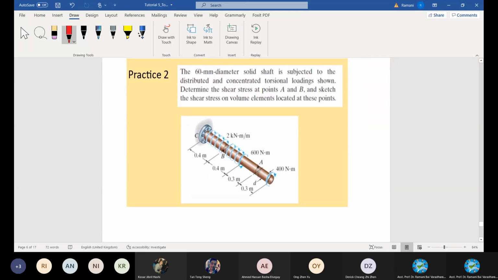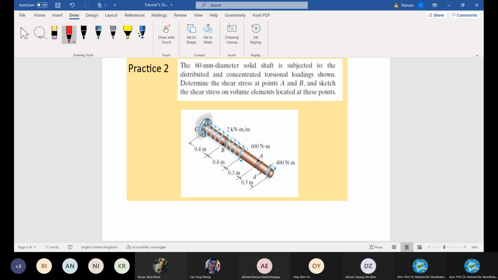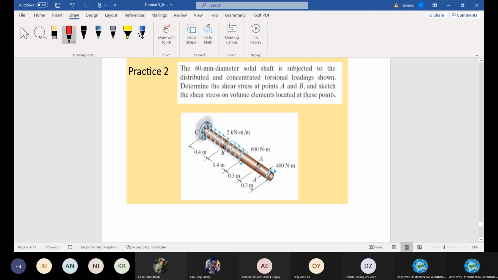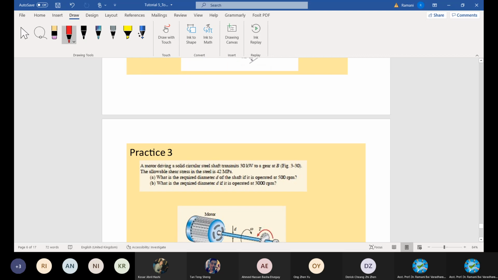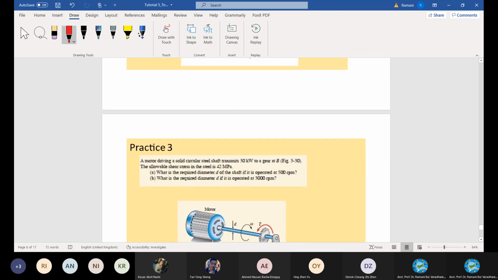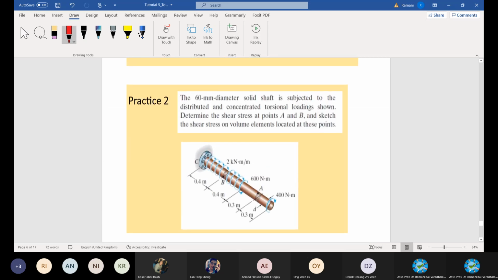This is the next question. Last time we found the stresses. Now you are going to find them again at points A and B. Okay, max and minimum. Last time we did max and minimum. Now at points A and B. This question you can keep it. I will solve this and then you can do. Just complete practice 2 only. Okay.